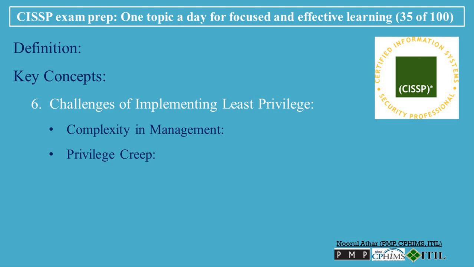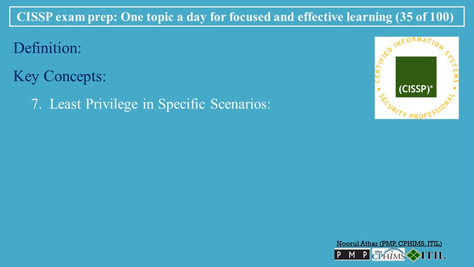Without regular access reviews and proper governance, privilege creep can undermine least privilege principles. Balancing security and usability. Strict enforcement of least privilege may lead to users being unable to perform their tasks efficiently if they do not have the access they need. This can cause frustration or result in users seeking workarounds, which can introduce new risks.